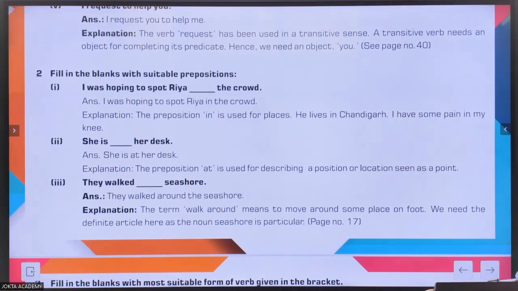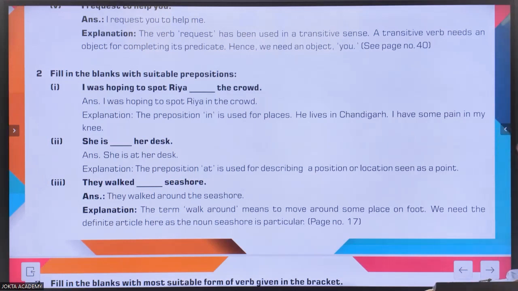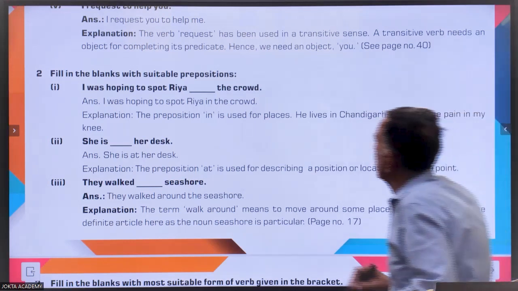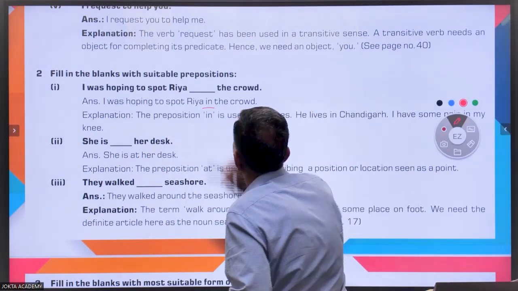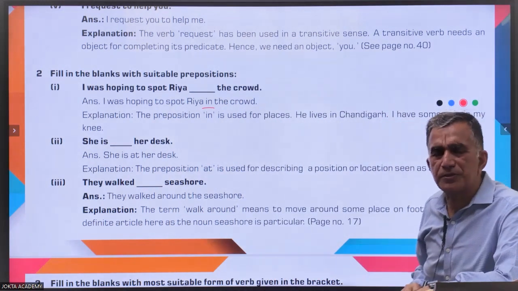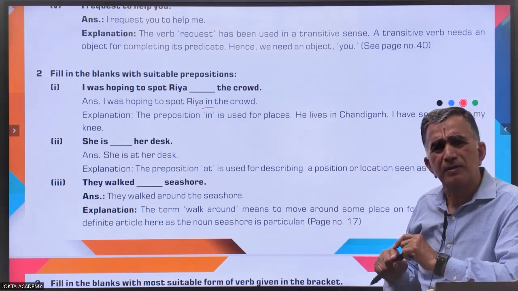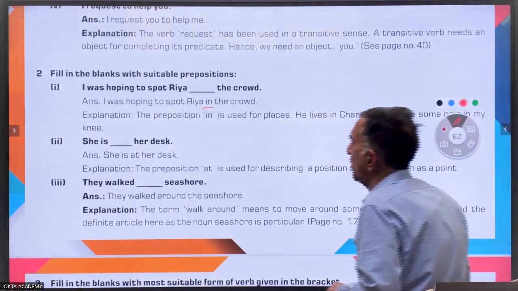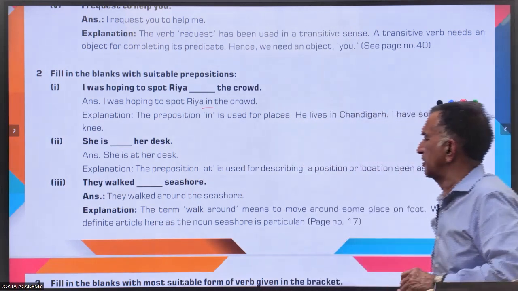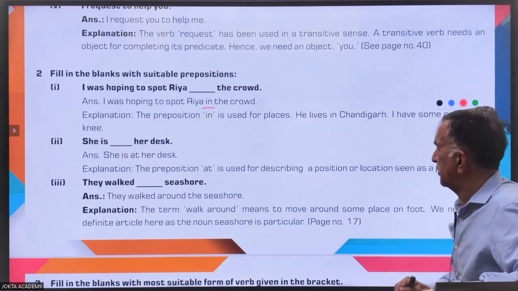Number 2 is prepositions. In English, many words have fixed prepositions. I was hoping to spot Ria in the crowd. For places, the fixed preposition is in. There is some pain in my finger. The number 2 question of preposition is she is at her desk. Preposition required is at. For describing a position, we use at.